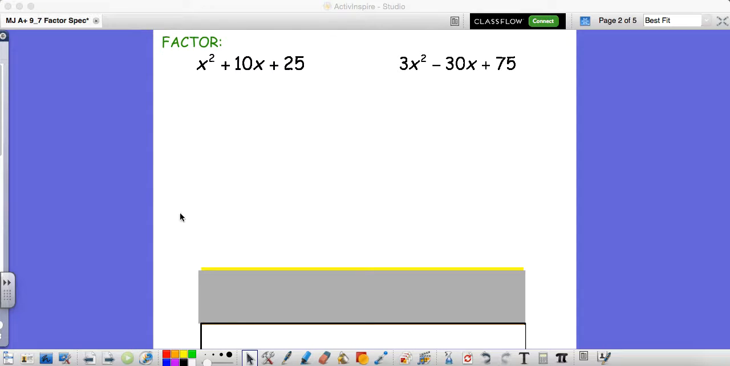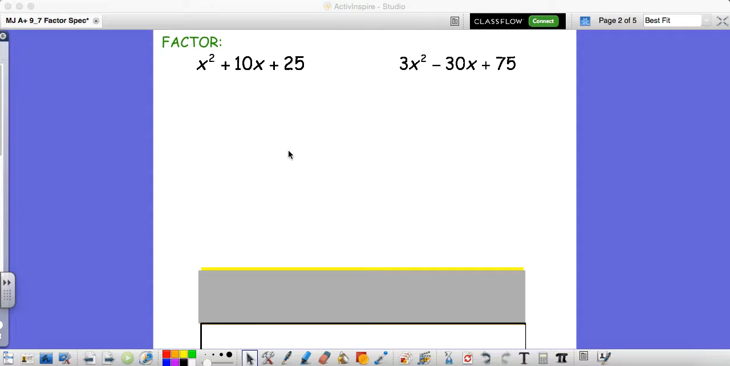Okay, so looking at 9.7, we're just going to look at factoring a couple special cases of trinomials or binomials. So we've seen factoring when our a value is 1. We've seen factoring when our a value is not 1, where we need to maybe do a little bit more work with the x box. Today in 9.7, you're just learning some new shortcuts for a few special cases.